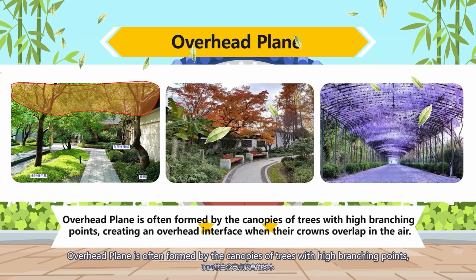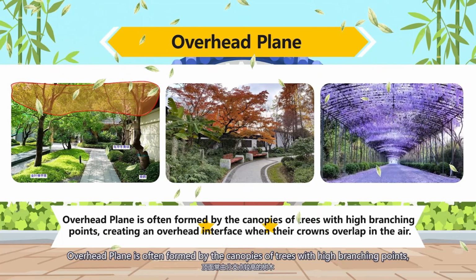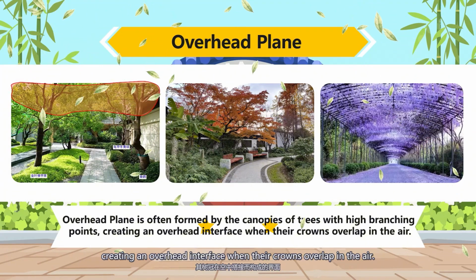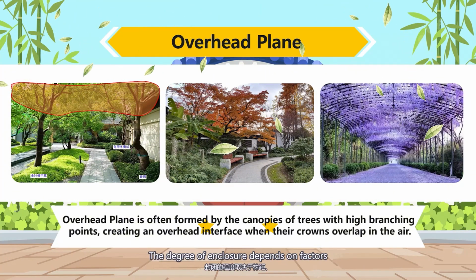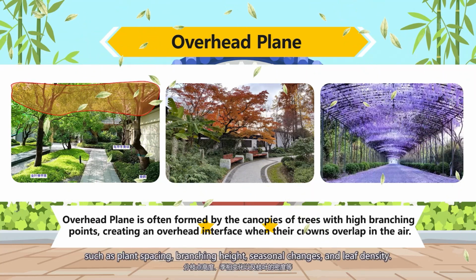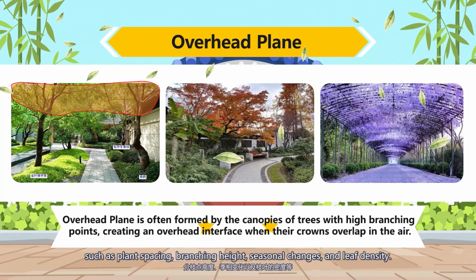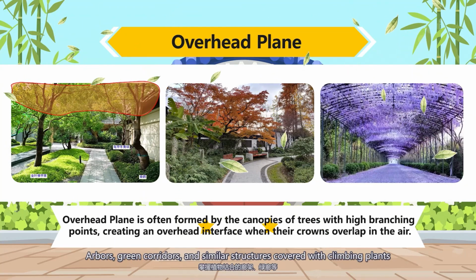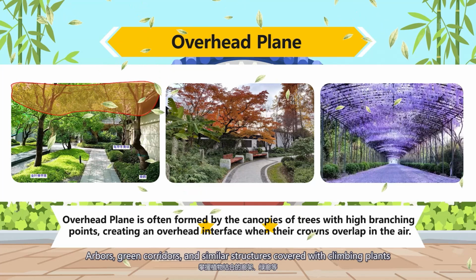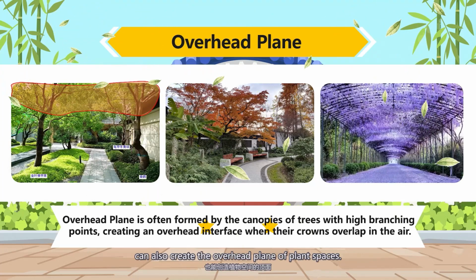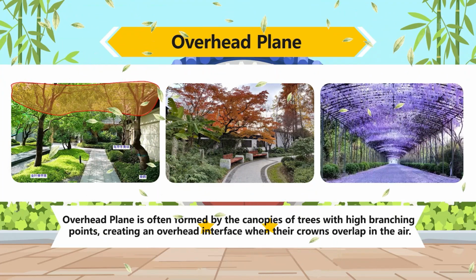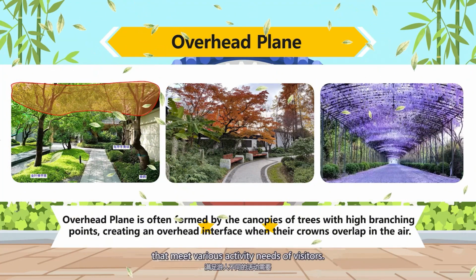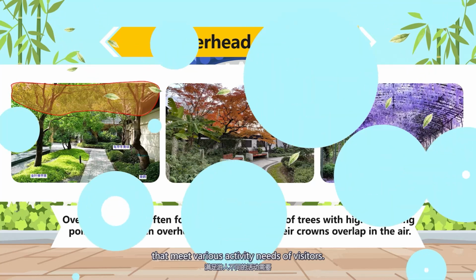Overhead plane is often formed by the canopies of trees with high branching points, creating an overhead interface when their crowns overlap in the air. The degree of enclosure depends on factors such as plant spacing, branching height, seasonal changes, and leaf density. Arbors, green corridors, and similar structures covered with climbing plants can also create the overhead plane of plant spaces. The combination of different plants creates rich plant spaces that meet various activity needs of visitors.